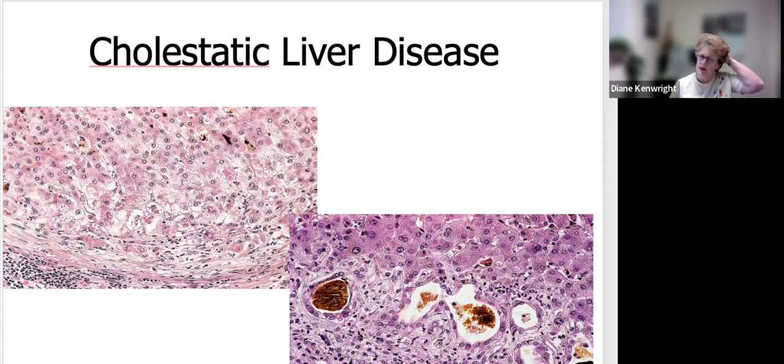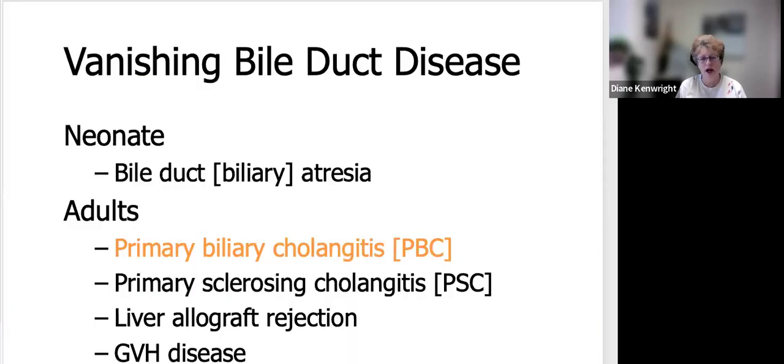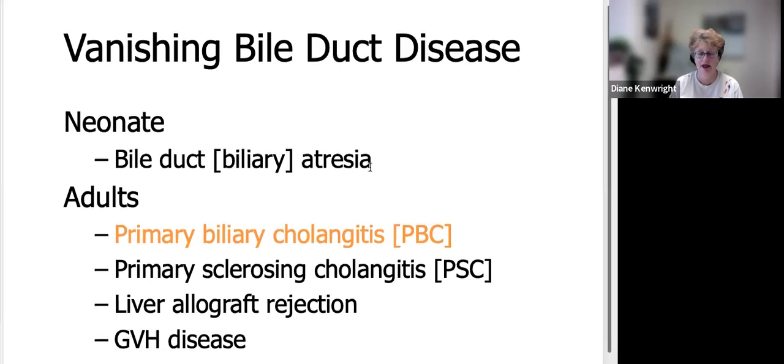So sometimes bile ducts disappear or are not formed properly. Vanishing bile duct disease. So some neonates are born with biliary atresia. This means their normal common bile duct or hepatic duct does not form properly, and so they can't excrete bile. They become very sick and need to have an operation to restore the patency of the bile ducts.